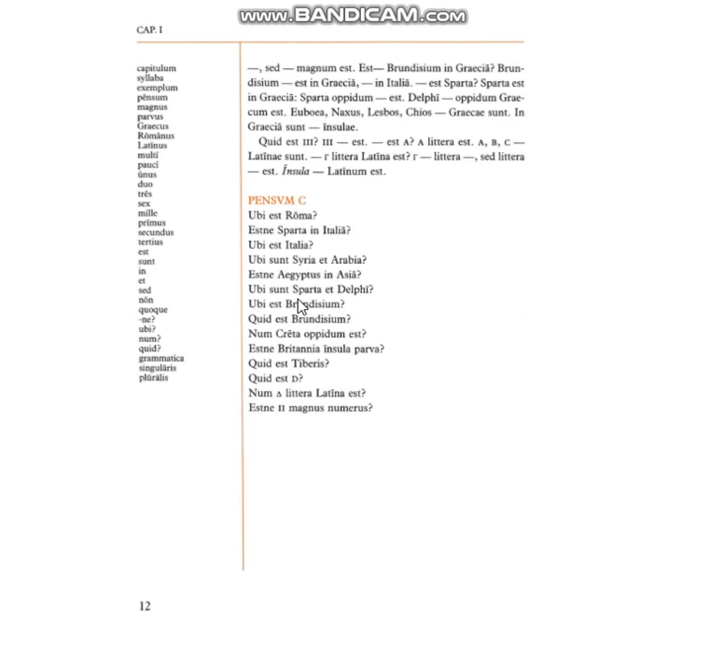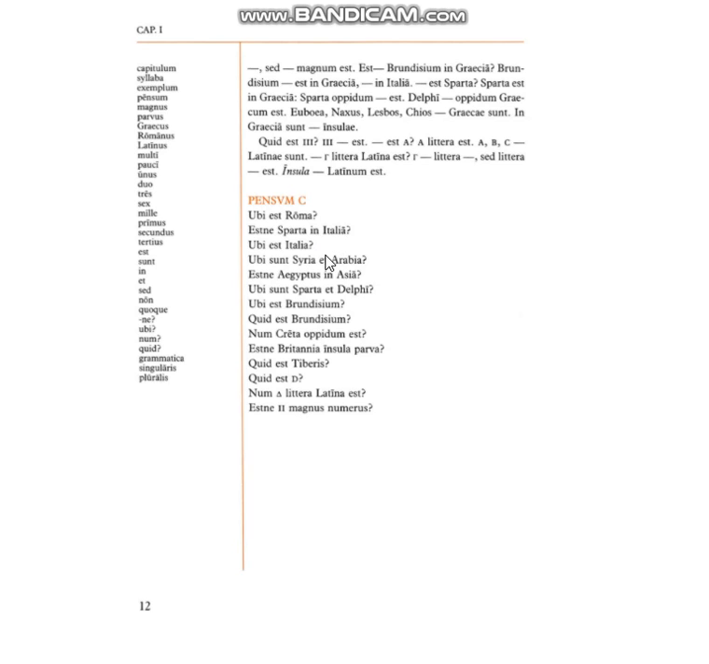So now we're going to go to Pensum C. So the way you do Pensum C is first you need to figure out what the question is asking. So let's take three examples. Esne Sparta in Italia, ubi est Brundisium, and quid est Tiberis. Let's take those three questions. So let's start with Esne Sparta in Italia. Now if you remember, the ne at the end of a word should simply be treated as a question mark, just indicating that the sentence is a question. So Esne Sparta in Italia means, is Sparta in Italy?